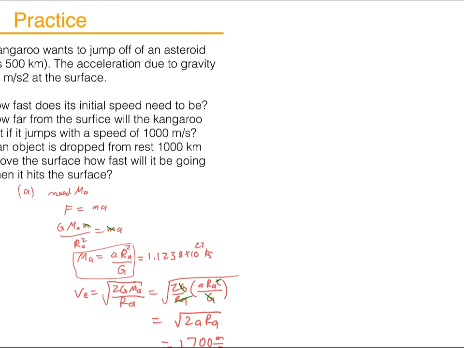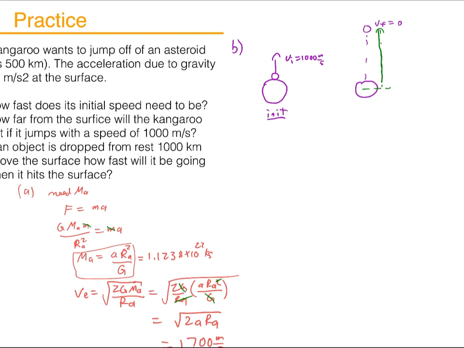Part B is saying the kangaroo jumped with an initial speed of just 1,000 meters per second. So that's not enough, right? This is its initial situation. And so what happens in this case is it'll go off a certain distance and then it'll stop, right? It'll stop here because it did not jump fast enough to escape the asteroid completely. So let's find out how far from the center of gravity it's going to go. So we want to find this.